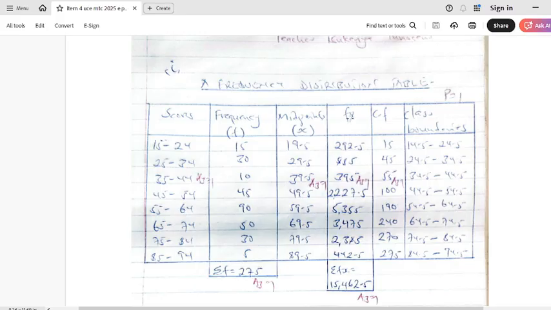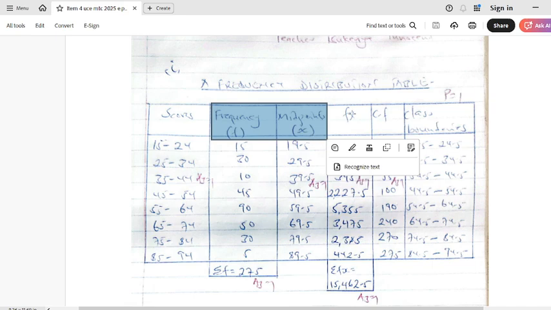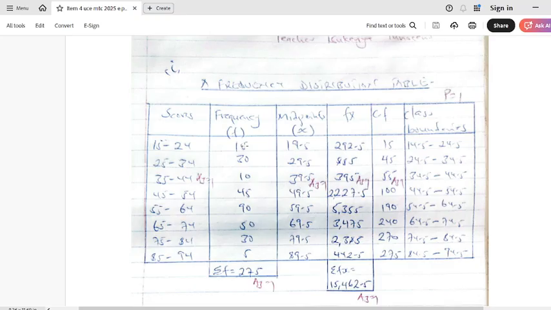We all know how to get fx, it is just a product of f and x. So you multiply this frequency times the midpoint to get the fx. For example, 15 times 19.5 giving us 292.5. 30 times 29.5 giving us 885, and so on and so forth.